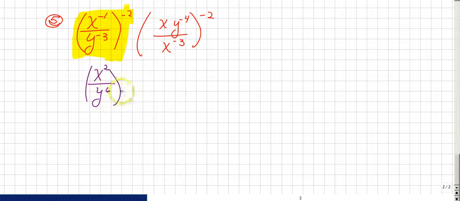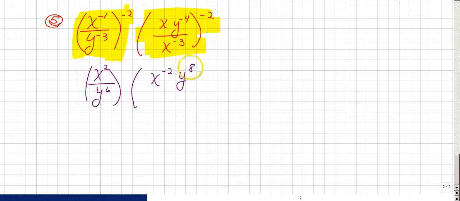Well, that was pretty easy. Now let's move on to the second part of the problem and do basically the same thing. Take the negative 2 power on the outside and apply it to each power on the inside. So the x becomes x to the negative 2, y becomes a positive 8. On the bottom, the x becomes a positive 6.